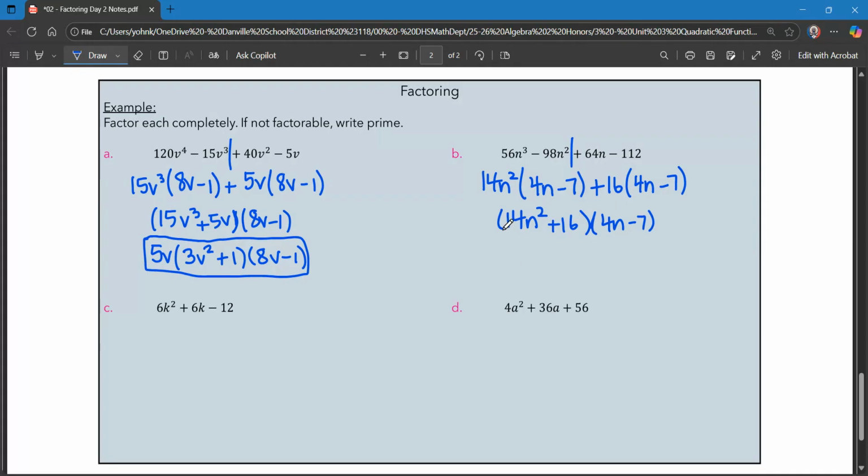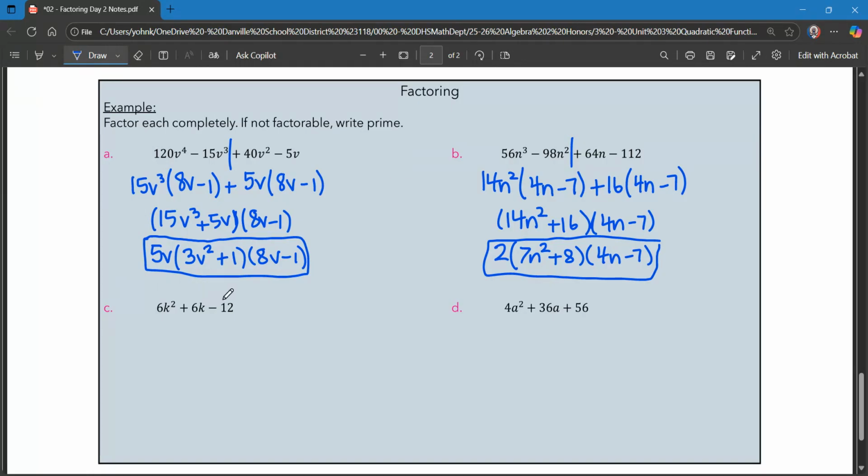But there is a GCF in the first term, or in the first binomial, you can factor a 2 out, and that leaves you with 7n squared plus 8 with 4n minus 7. So kids, always be on the lookout for GCFs. All right, letter C. I see 3 terms, so we're not going to factor by grouping.